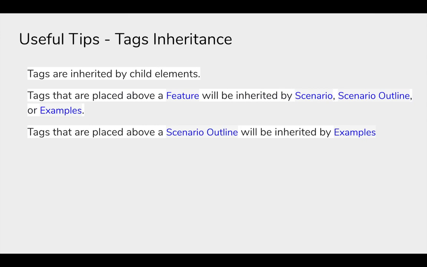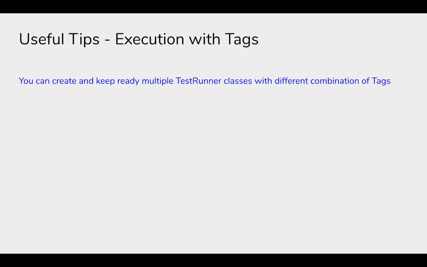Then if we talk about execution of tags, you can actually keep ready multiple test runner classes as per the combination of tags you need. For example, you have to run different combinations of regression, smoke or any tags you want to run with. So instead of going and changing the tags every time in a single test runner class, you can keep multiple test runner classes ready with different combination of tags as you like, and then you can run a particular test runner class as you wish.